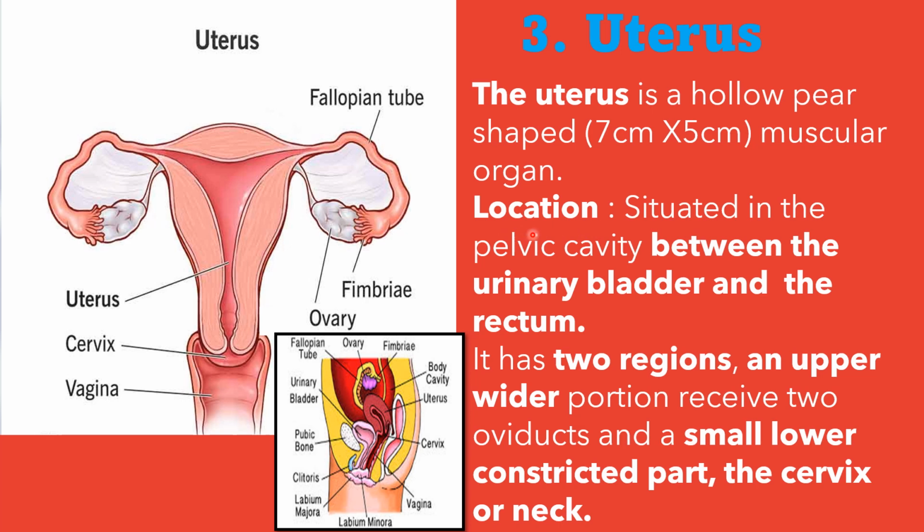Where is the location of the uterus? Situated in the pelvic cavity between the urinary bladder and the rectum. It has two regions: an upper wider portion that receives two oviducts, and a small lower constricted part, the cervix or neck. Here you can see this wider portion receives two oviducts, and this constricted region is the cervix or neck.